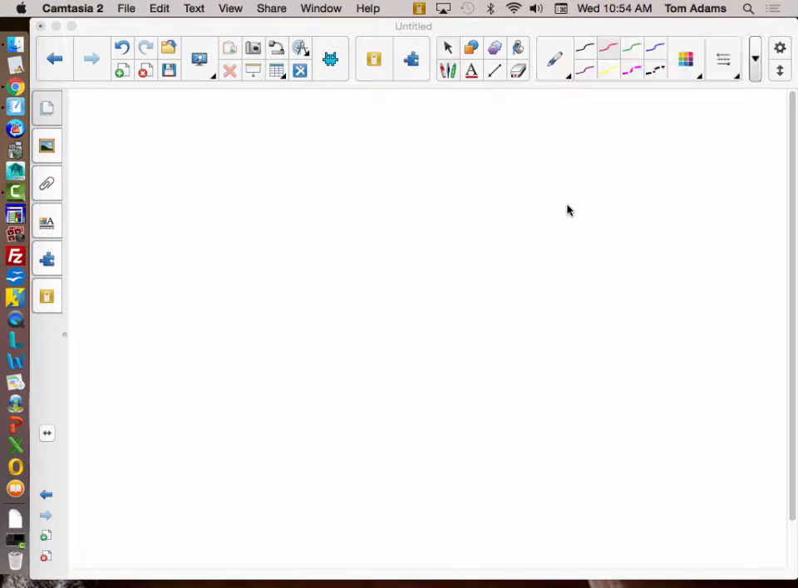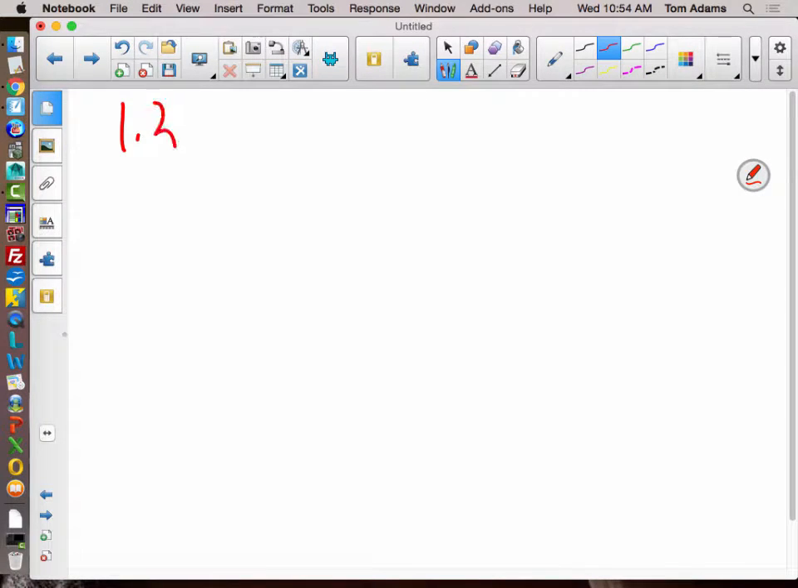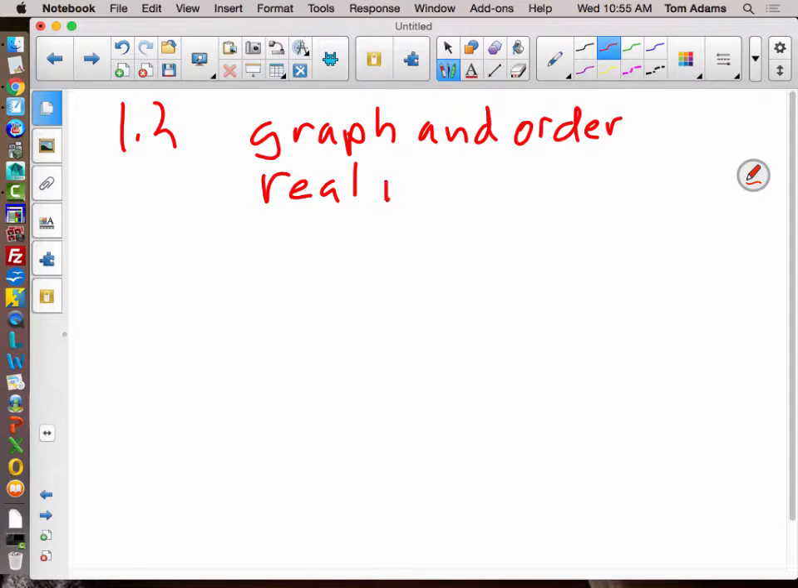All right, so for 1.2, what we're going to focus on today are properties of real numbers. So we're basically going to graph and order real numbers. Now, we said this yesterday that almost all numbers are real numbers.